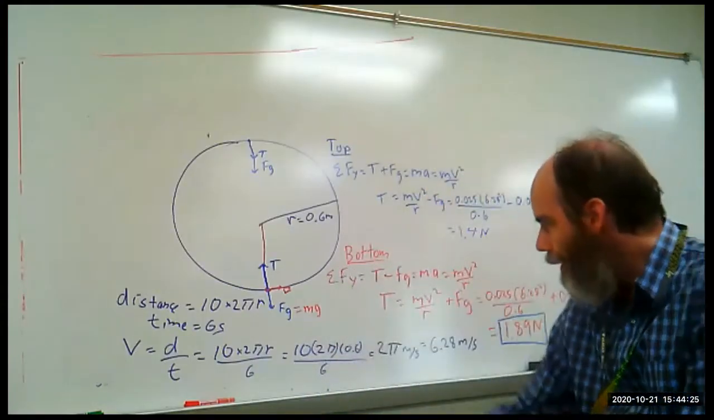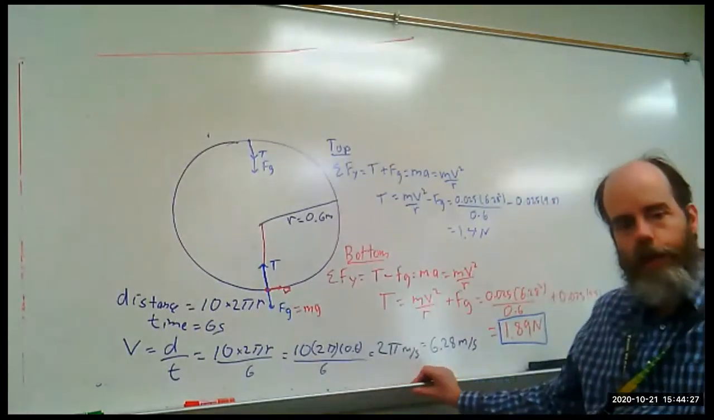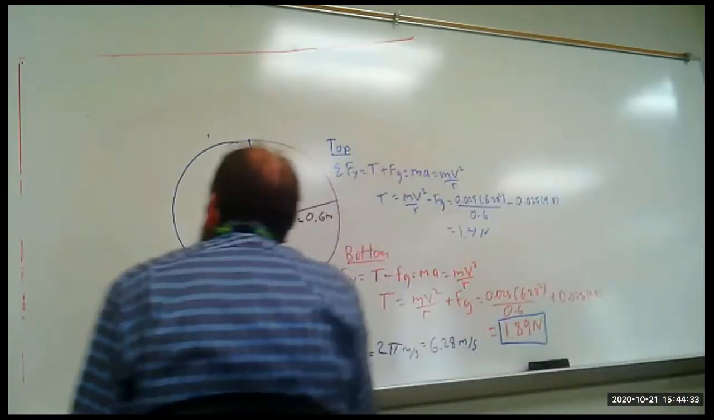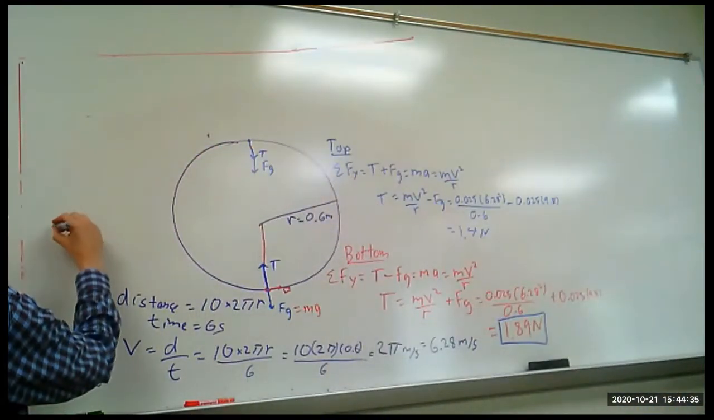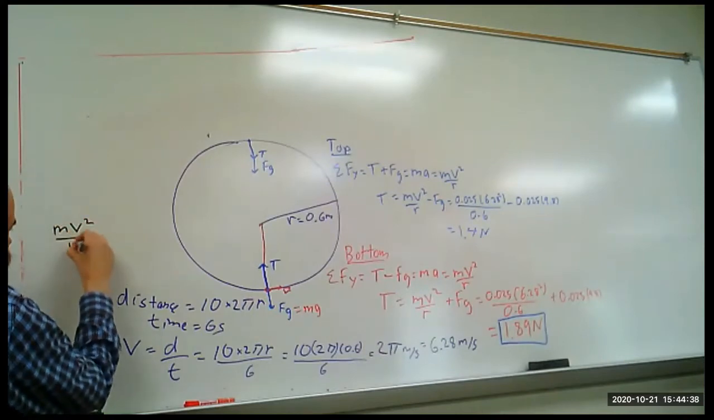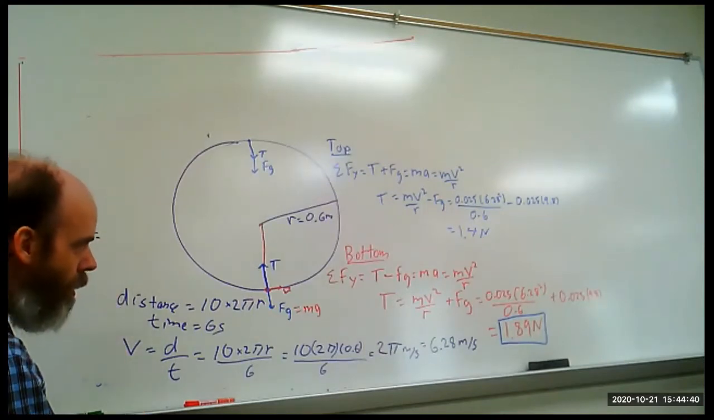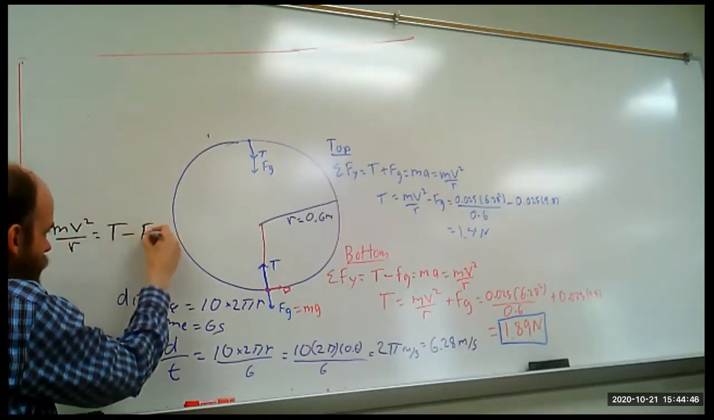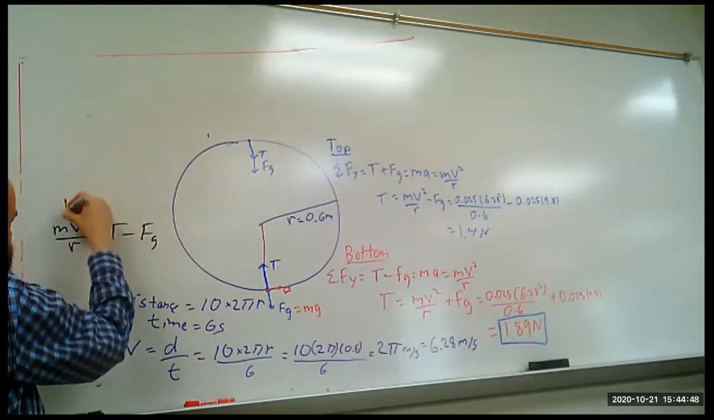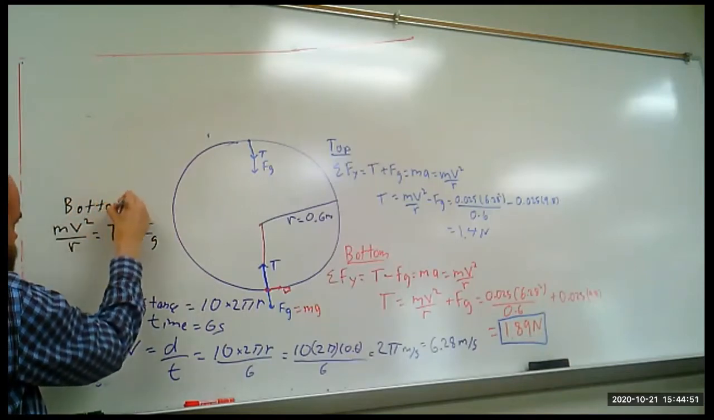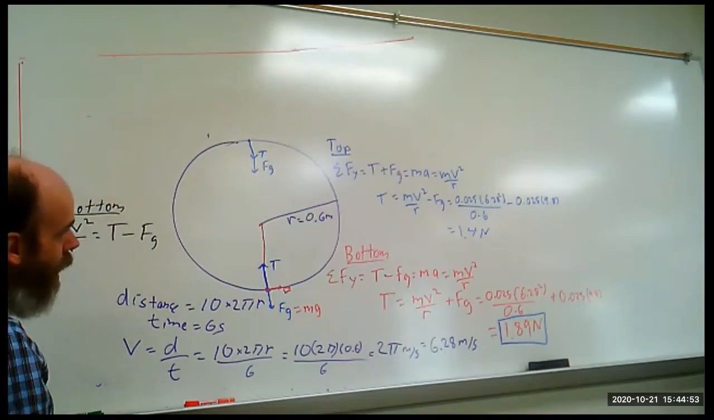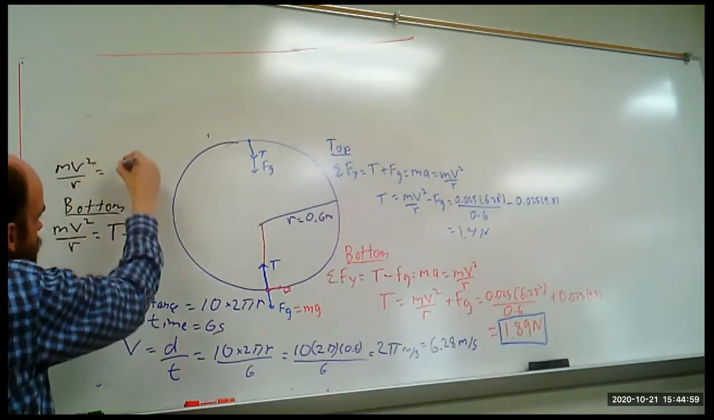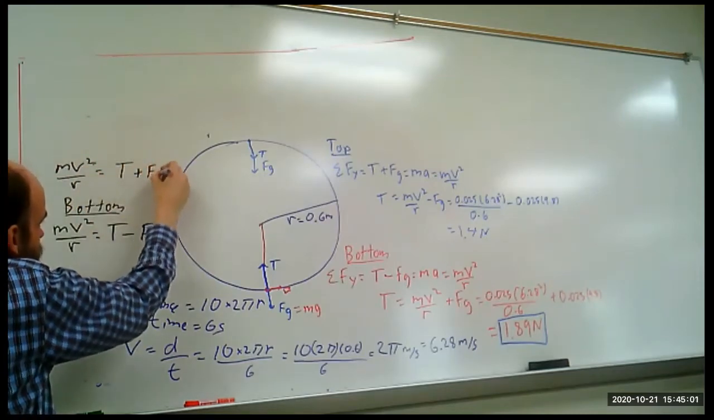So now let's look at this. Let's write down the expression for the velocity. At the bottom, we have mv squared over r equals T minus Fg. This is at the bottom. And at the top, we have mv squared over r equals T plus Fg. This is the top.